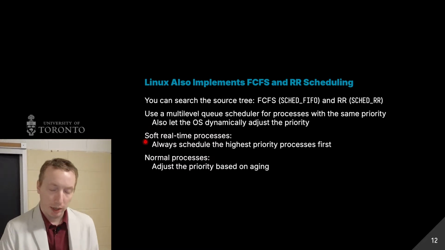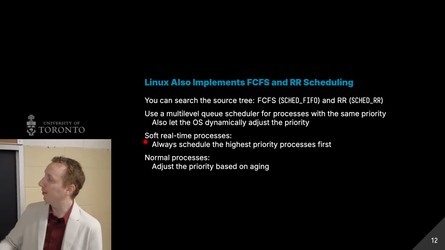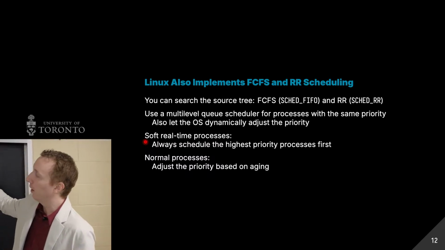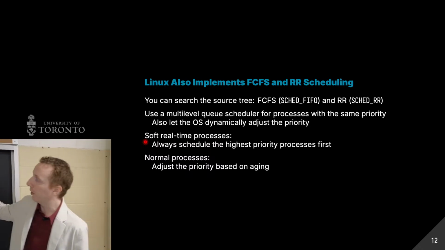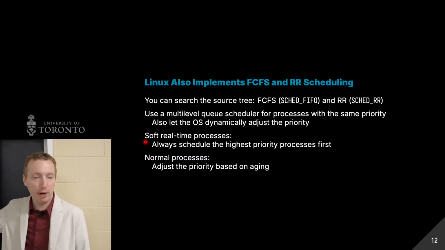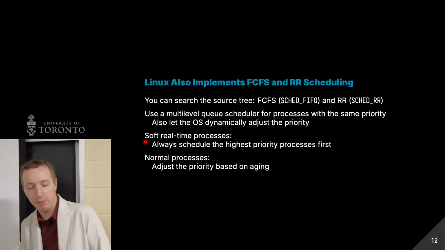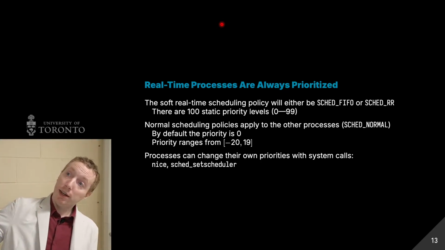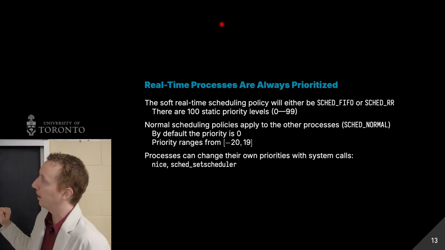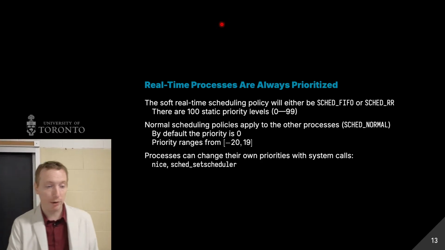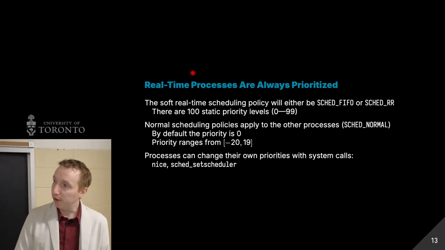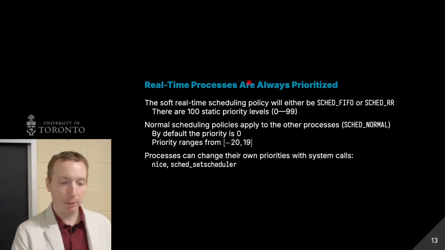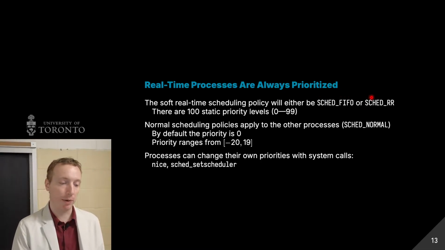So in Linux, there are two types of processes. There are soft real-time processes that always schedule the highest priority process first. We can explore that now and actually read htop a bit more. And then there are normal processes, which adjust the priority more or less based off aging. So in Linux, the real-time processes, the soft real-time processes, are always prioritized. They use a simple scheduling algorithm so you can more easily argue about them. They'll either be scheduled as first come, first serve or round robin.